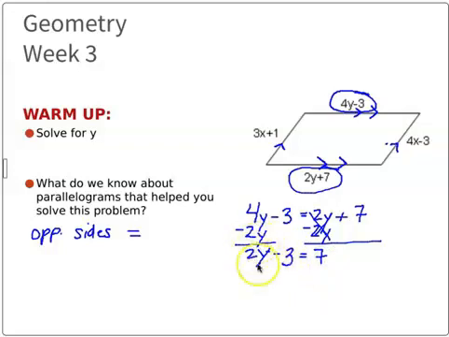Now I want to work on getting y all alone, so I'm going to move that negative 3. To get rid of that and move it to the other side, I'm going to do the opposite of subtracting. I'm going to add 3 to both sides. Now on the left side of the equation, I'm left with just 2y, set equal to 7 plus 3, which is 10. I'm one step away from solving, so I have to divide each side by 2 to get y all alone. y is going to be equal to 10 divided by 2, which is 5. So my final answer is that y is equal to 5.